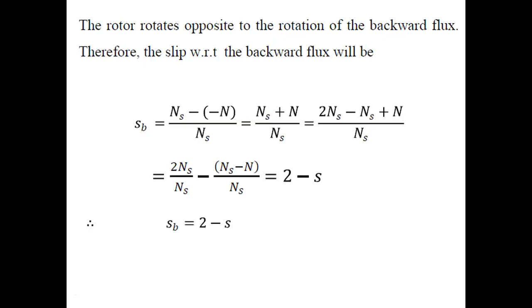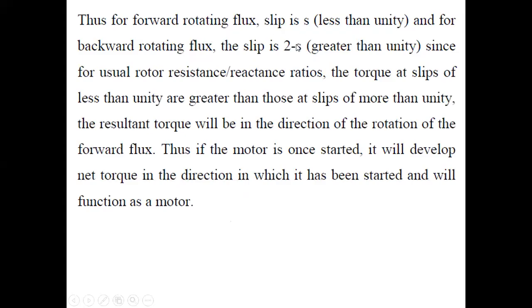So when we talk of single-phase induction machines, I mentioned the concept becomes a bit more complex, because now we are talking of two fluxes revolving in opposite directions. We are talking of two slips, a forward slip and a backward slip. So in other words, finally, we'll be considering it as if there are two motors, one rotating in the forward direction and one rotating in the backward direction. The forward rotating flux slip is usually less than unity, while the backward rotating flux slip is usually greater than unity.